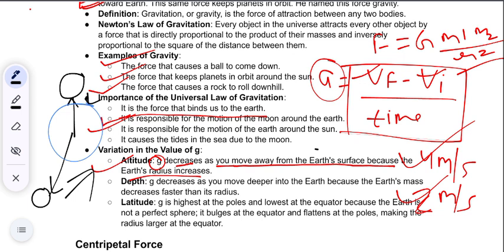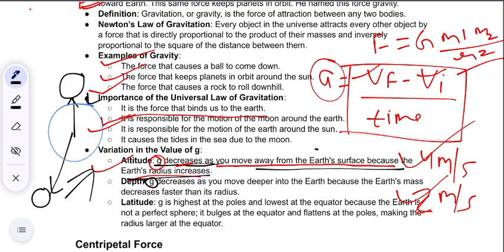तो यहीं पे बता रहा है, as you move away from the Earth's surface, because the Earth's radius increases. Okay, the acceleration due to gravity decreases as you move away from the Earth's surface, because the Earth's radius increases.